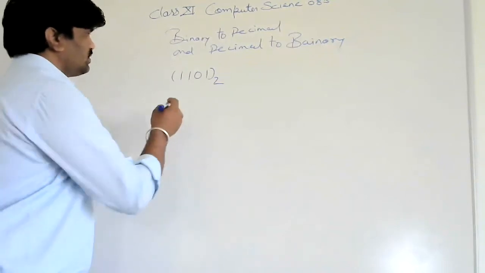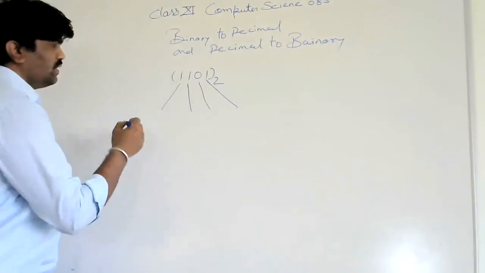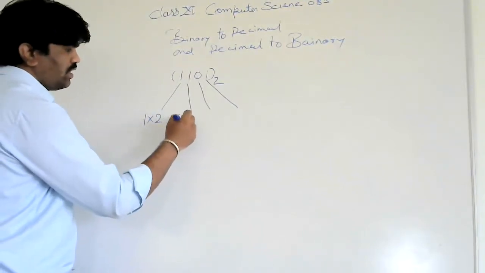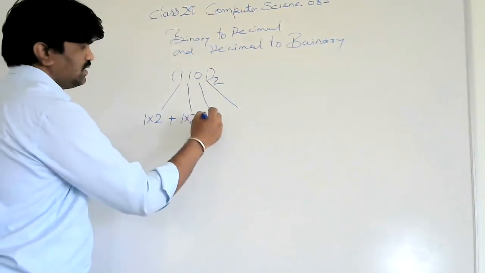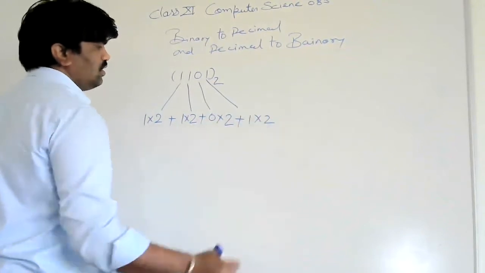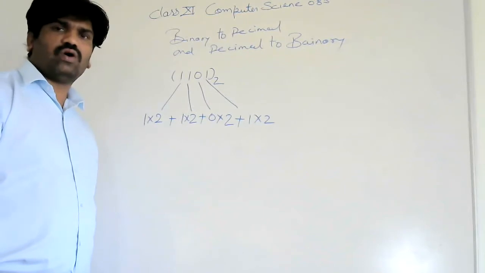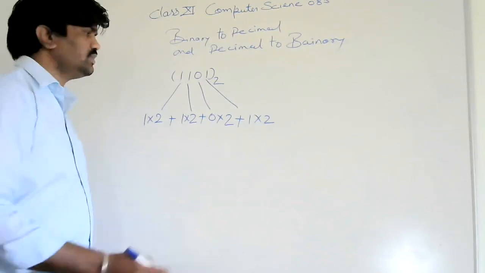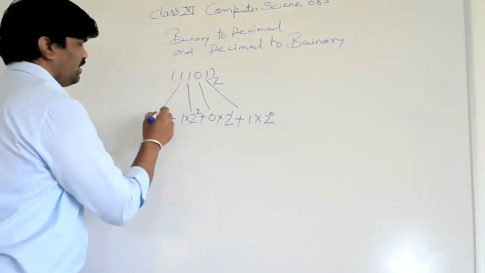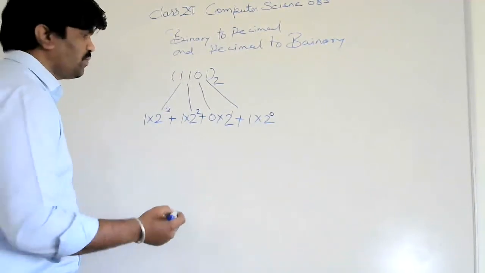So now let's start. First we will multiply each digit with 2: 1 into 2 plus, 1 into 2 plus, 0 into 2 plus, 1 into 2. After that we have to put the power on 2 in increasing order from 0, that is 0, 1, 2, and 3. After that we have to perform the calculation on the given number.